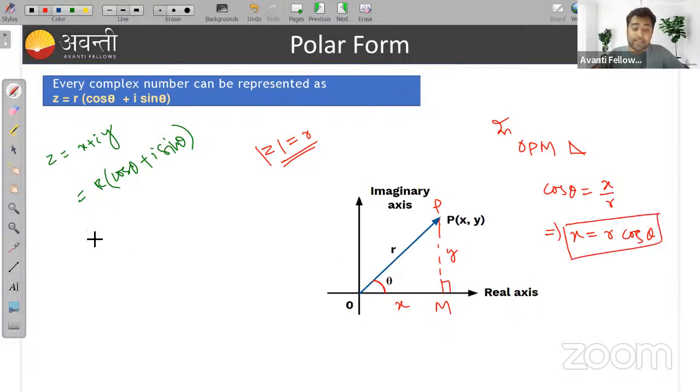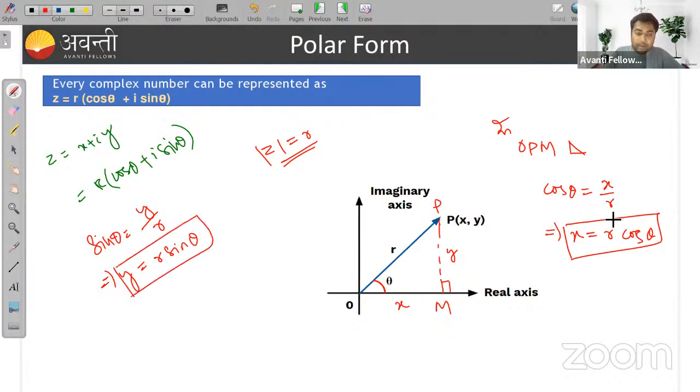And if I ask you to find sin theta, then sin theta will be y upon r in the right angle triangle OPM. Yes or no? So y becomes r sin theta. So x becomes r cos theta and y becomes r sin theta. So we can also write the coordinates of point P as r cos theta, because it is x, and r sin theta. We can say these are the polar coordinates of the point P.